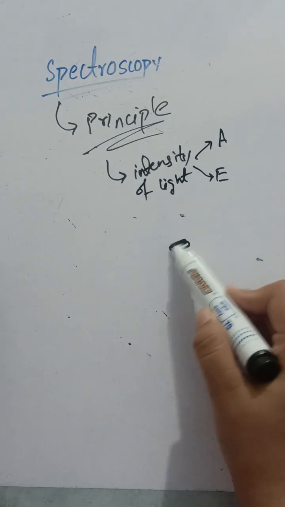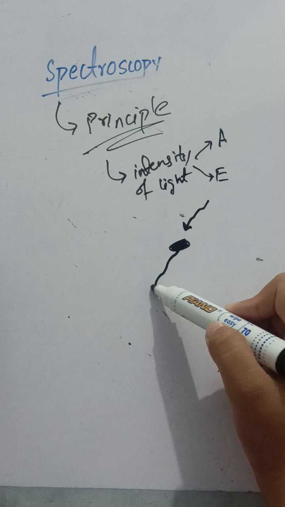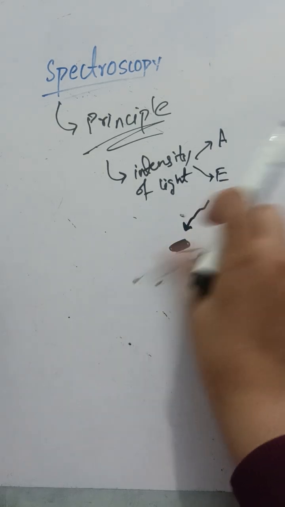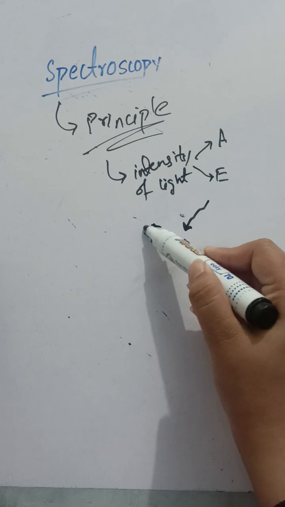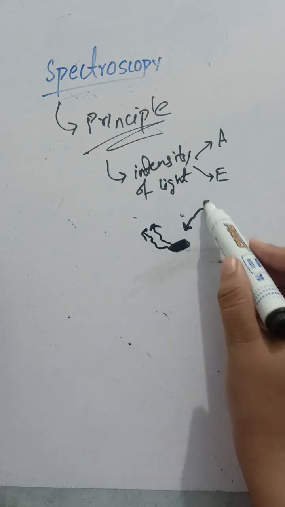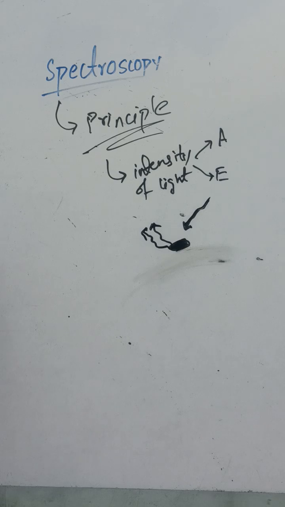So for your sample, how much light falls on it, and how much light it emits out. For example, it emits out this amount of light, it emits two rays, and how much it absorbed within this one light. This is called spectroscopy. This is the principle of your spectroscopy.